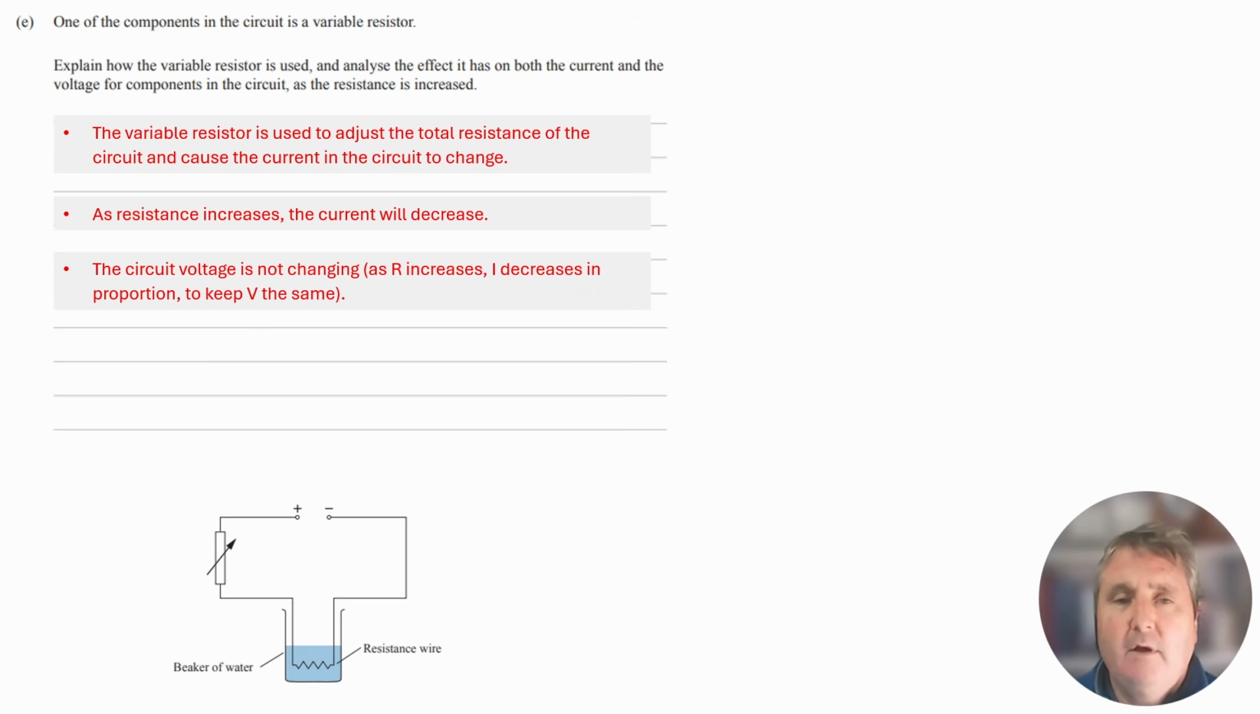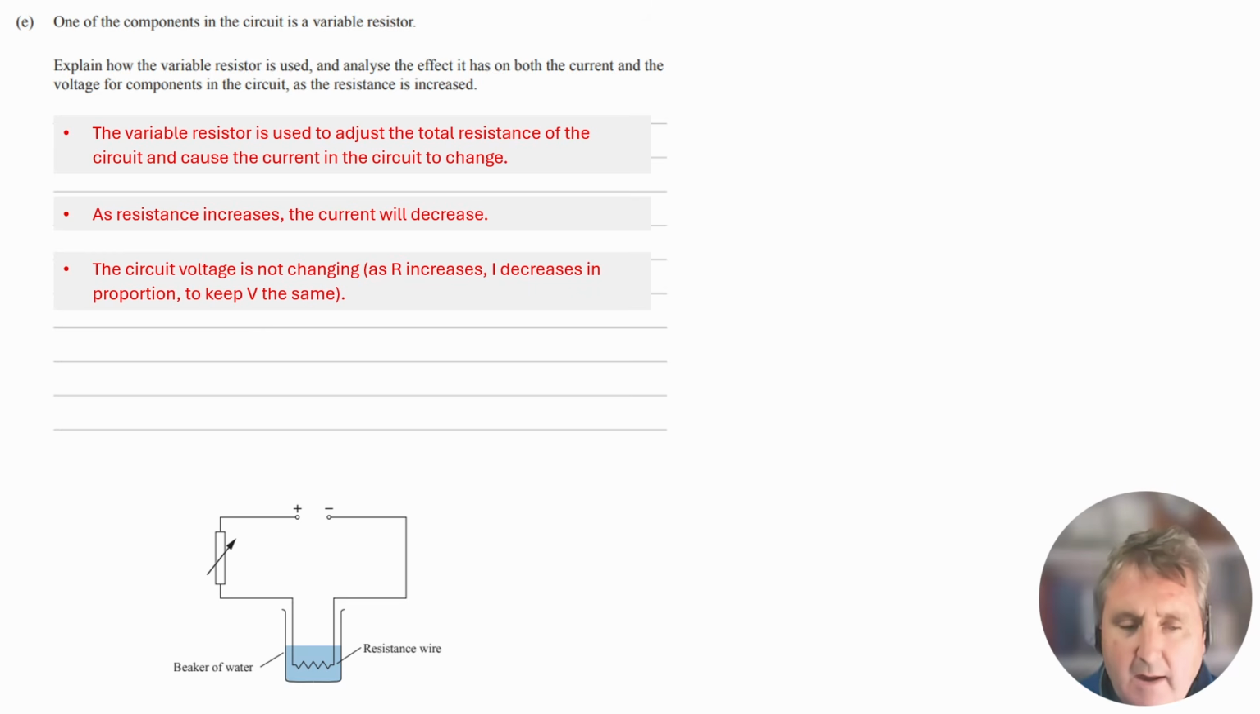Now, if you got an achieved here, you were able to say that this variable resistor changes the total resistance of the circuit, or that it reduces the current in the circuit, or that it will change the voltage across the coil, because remember, it will change the share of who gets the voltage, the wire or the variable resistor. You get a merit if you said as the resistor increases, the voltage across the coil decreases.